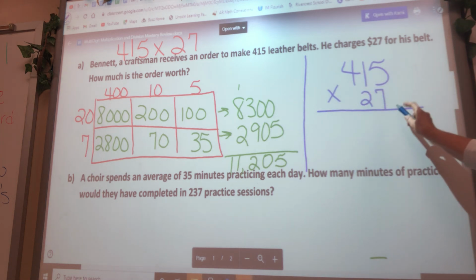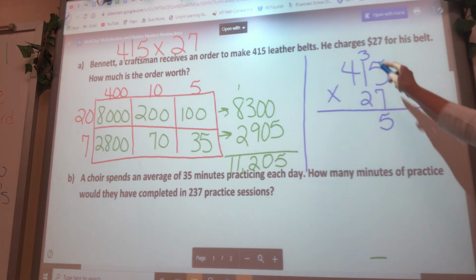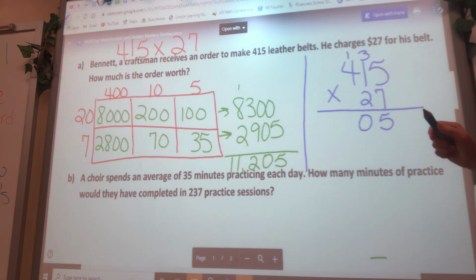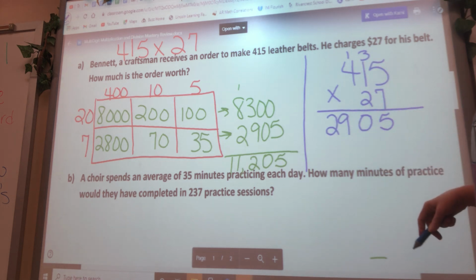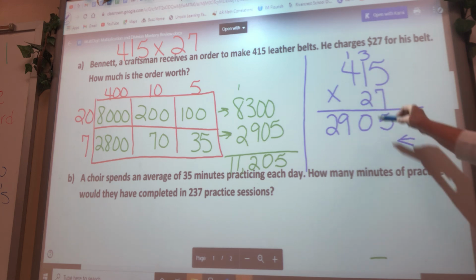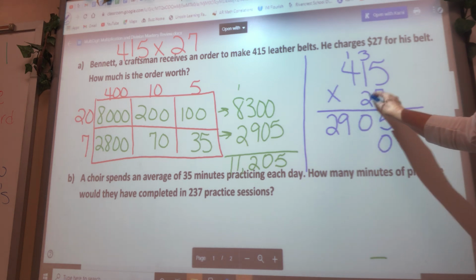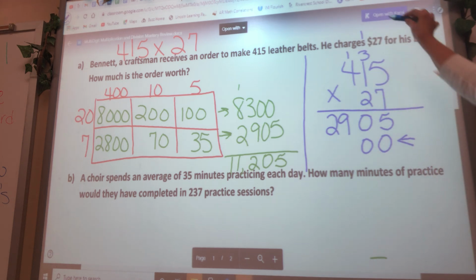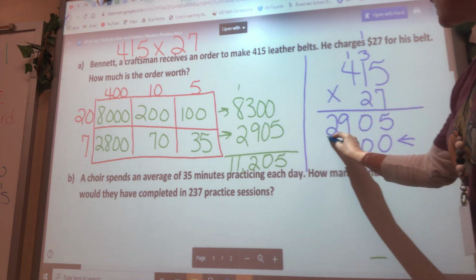So we would have 7 times 5 is 35. 7 times 1 is 7, plus the 3 that we carried is 10. 7 times 4 is 28, plus the 1 that we carried is 29. We're in the second number, so we need to be in the second row working under the tens place, so don't forget your placeholder 0. 2 times 5 is 10, carry your 1. 2 times 1 is 2, plus the 1 that we just carried is 3. And 2 times 4 is 8.